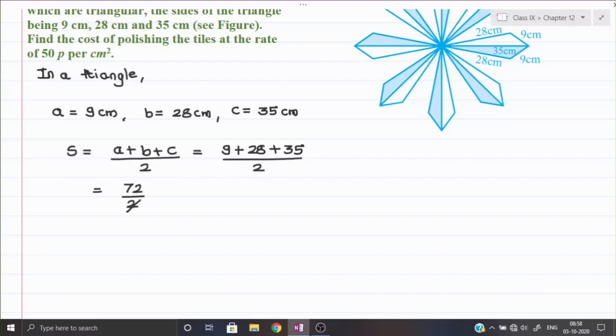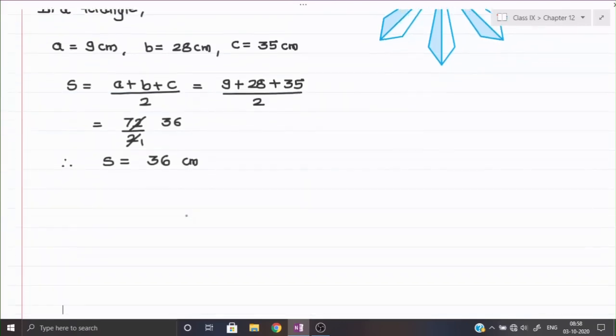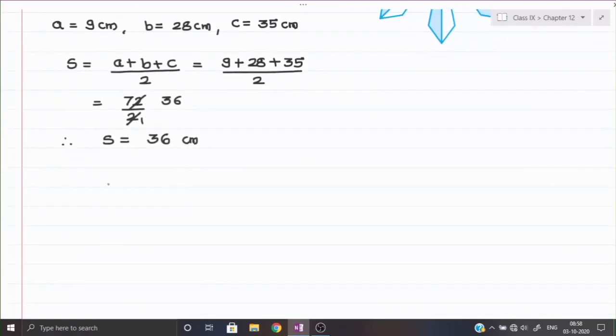So here if I cancel, this will remain 36. So we can say that the value of semi perimeter is coming 36. And one more thing, you see, 36 is more than all the 3 sides. Okay, so now we shall go further, we shall find out the area.